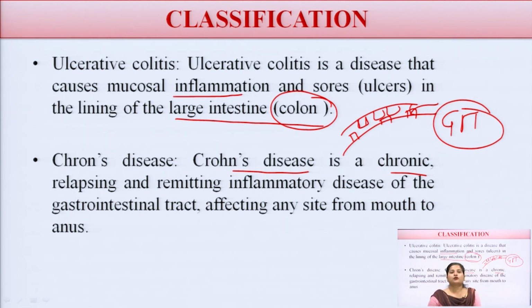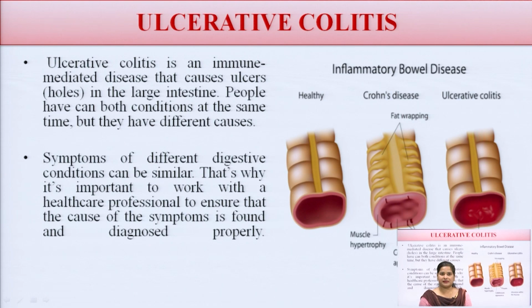But this Crohn's disease occurs in the entire part of the GIT, from the mouth to the anus. This is the total part of the GIT, and it affects the entire GIT. So, see, this is ulcerative colitis and Crohn's disease.